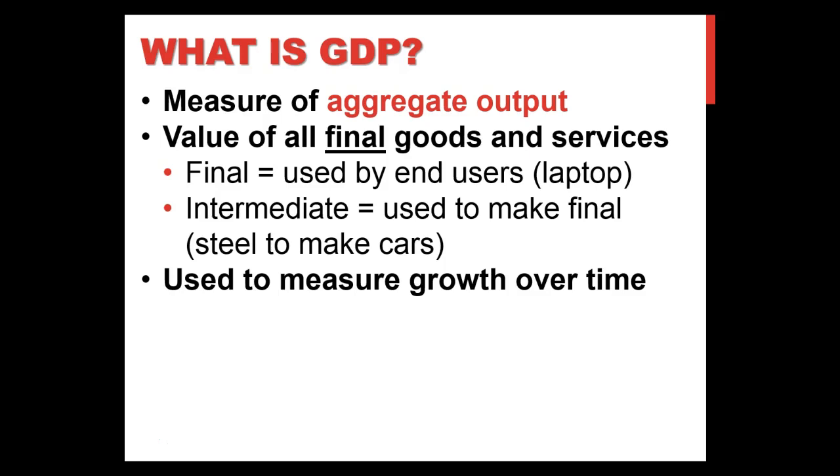So a final product would be a laptop computer, for example, something used by people. It's no longer being developed, it's no longer being processed, it is in its end stage of production, compared to intermediate goods, which would be the cost of the materials that went into making the laptop. We don't care about those intermediate goods, mostly because the value of those goods is included in the price of the final good. So if we were to include intermediate goods as well as final goods, we'd basically be double counting and overestimating the size of our economy. And so we're going to use this measure of GDP to track growth and see how we're doing overall as an economy over time.